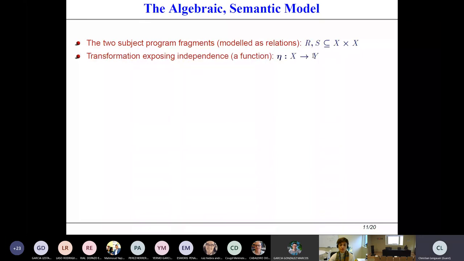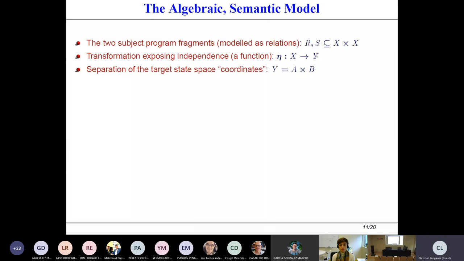Then we need a function that I call eta, that nails down this transformation of the state space. So the state space X with our variables of the source program is transformed into a state space Y with our different variables of the target program.